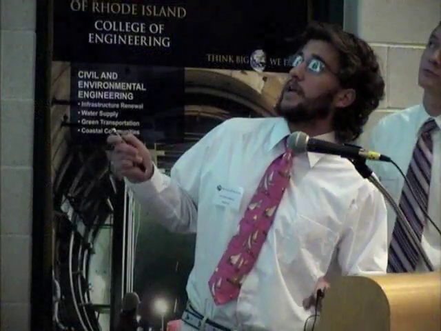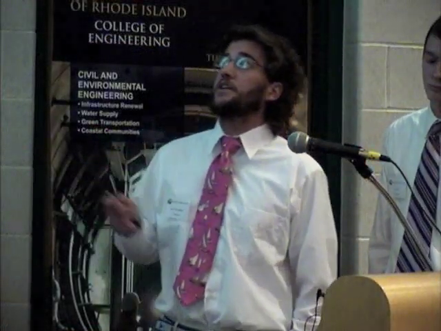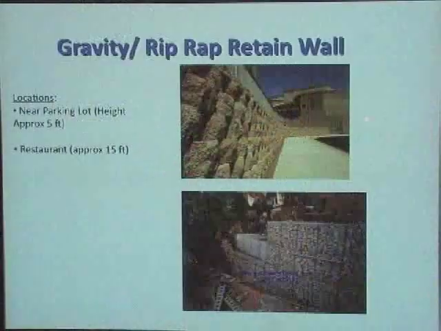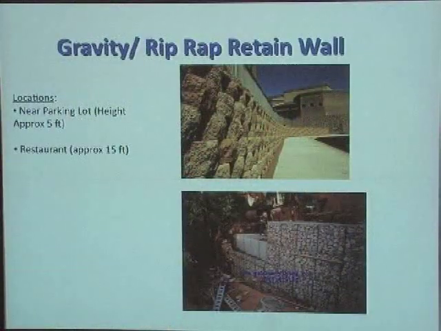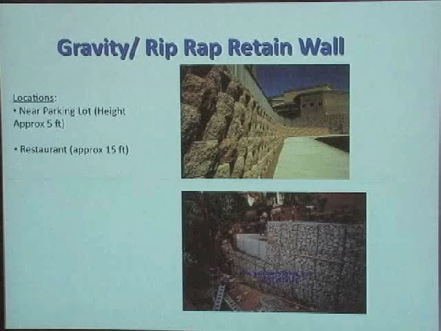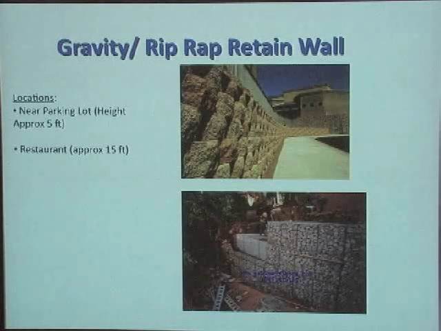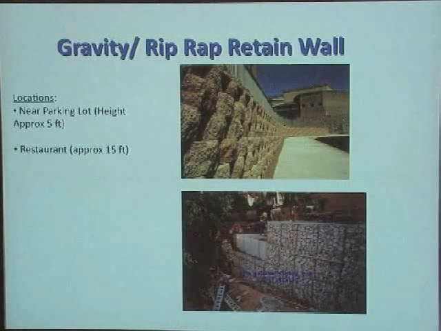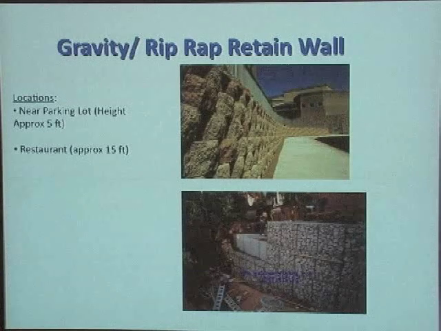For the other 2 main locations that we needed retaining walls, we decided to go with gravity and riprap retaining walls. Locations here, it will be right down there on the sidewalk near the parking lot, and it will be a max of 5 feet. Also in front of the restaurant, which is a max of 15 feet. We feel that this will give it a nice New England style look, along with near the lighthouse to give you that authentic lighthouse look going up.